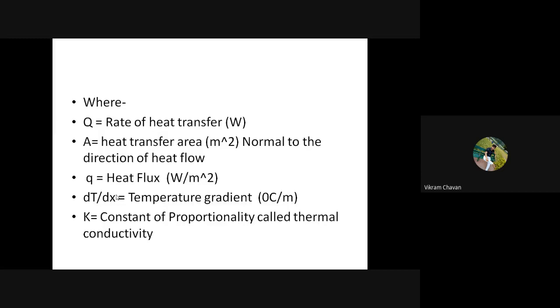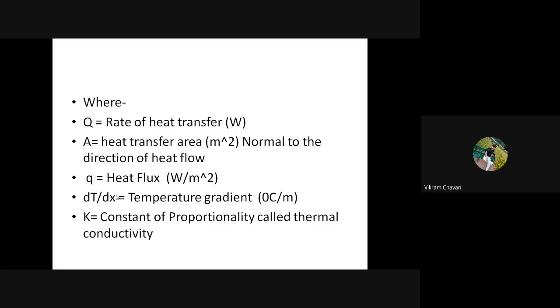Capital A is equal to heat transfer area and in bracket unit is meter square, and this area is an important thing. Which area we have to consider? The area normal to the direction of heat flow. Normal means perpendicular to the direction of heat flow. So capital A is equal to heat transfer area, in bracket meter square is the unit, normal to the direction of heat flow.